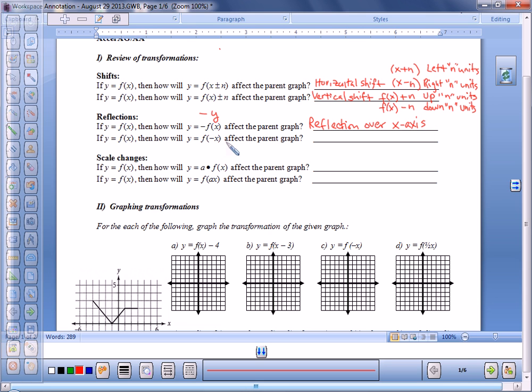Okay, now this one looks exactly like it. This says take your x's and do the opposite. Well, if we take our x's and do the opposite, what kind of reflection will that be? A reflection over the y. And we change all the x's to the opposite.